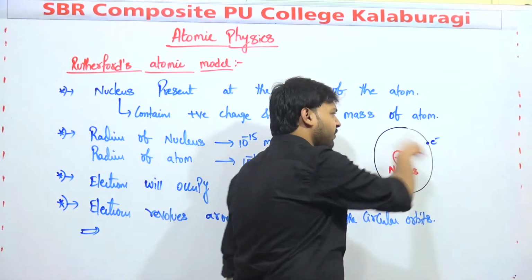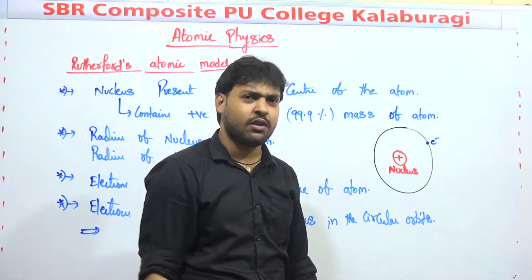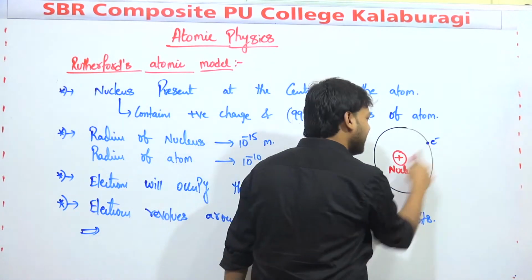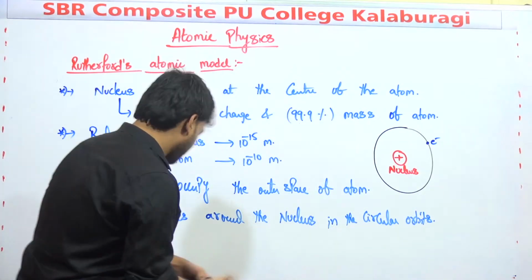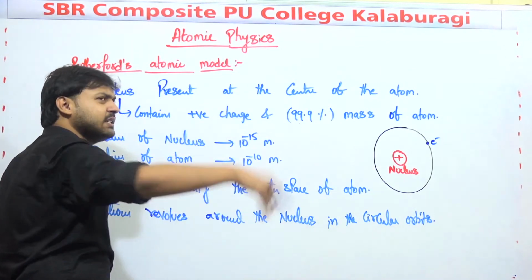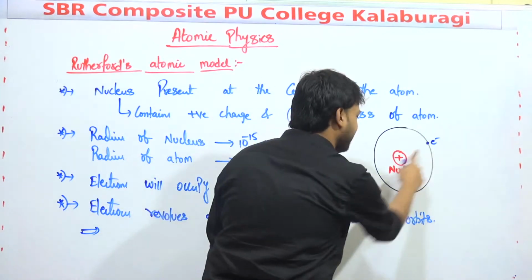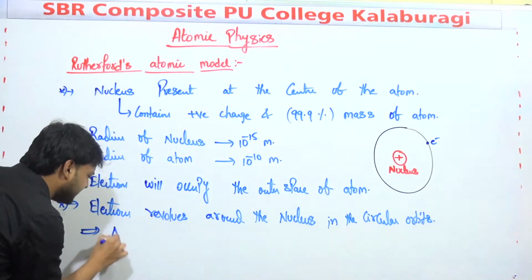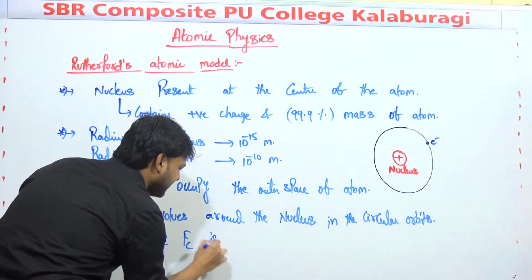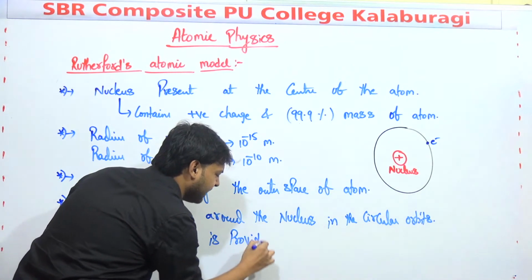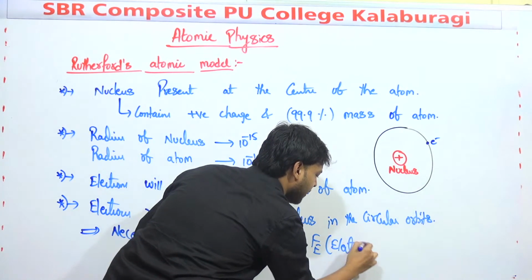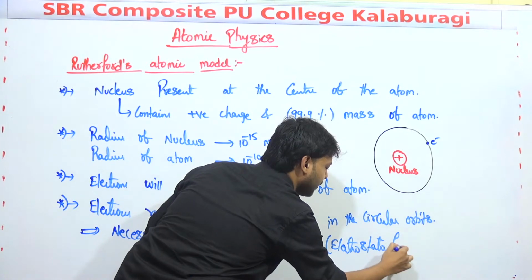So to revolve, one force is required. What is that? Centripetal force, we know. Now who is giving that centripetal force? To revolve an electron or any particle in circular motion, centripetal force is required. So the necessary centripetal force is provided by the electrostatic force. This is the story.